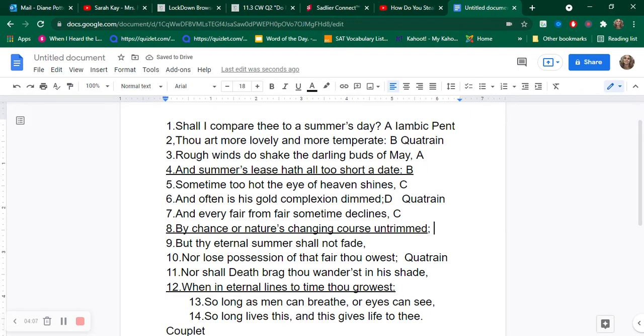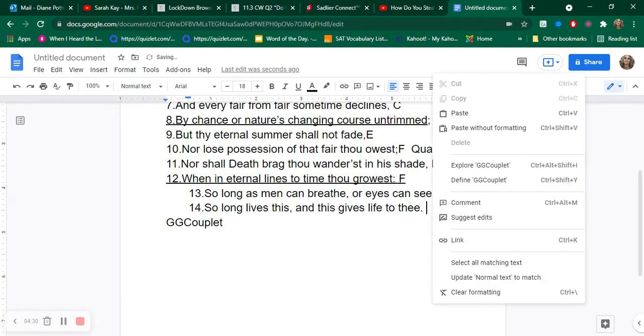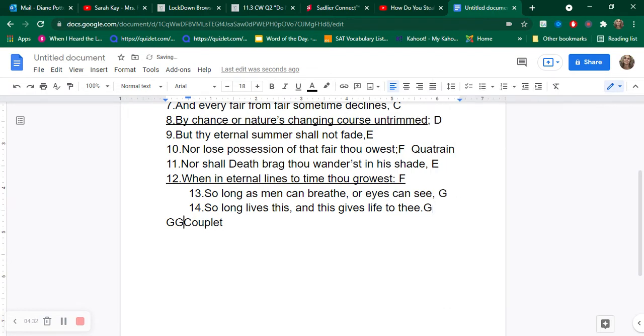Trims, dimmed, yes, D. Thy eternal summer shall not fade. Fade is new, so that's E. Ow'st doesn't rhyme with anything. That's F. Shade rhymes with fade. That's E. Grow'st rhymes with ow'st. That's F. And then nothing new, so we'll have a G here and a G here. Wait, again, I put a G here. Oops, I want to put a G here. Okay, get rid of these.